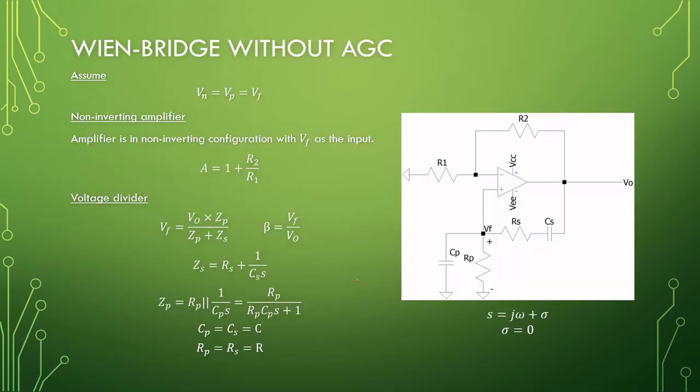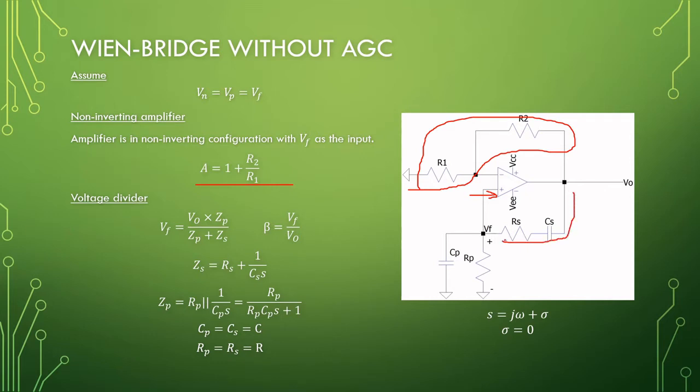Okay, so let's have a look at the Wien-bridge oscillator. So the Wien-bridge oscillator is an op-amp circuit, or a differential amplifier of a sort. And if you look at the top here, we have negative feedback taking Vp as our input voltage. This is just a non-inverting amplifier. Okay, so that is the gain of our amplifier, the A in Barkhausen's criteria.